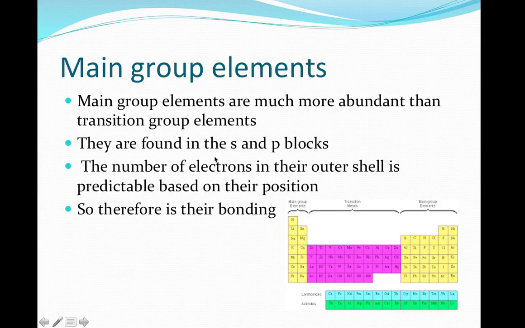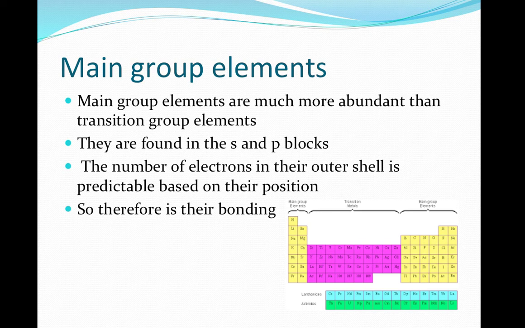Unit 2 Chemistry, Chapter 3.2. So here we're going to look at the differences between the main group and the transition elements, both in terms of their structure and also in terms of their reactions. There are some similarities, there are some differences.